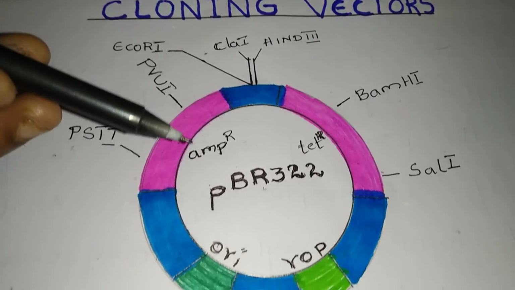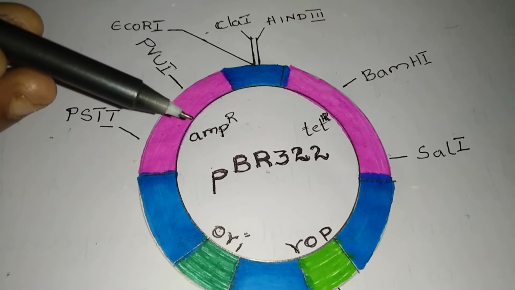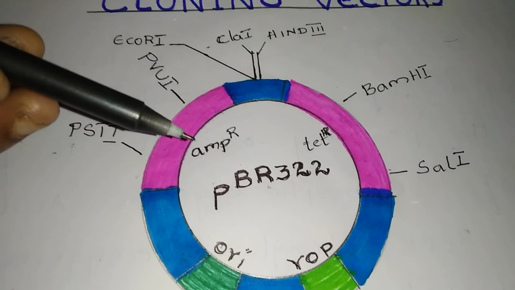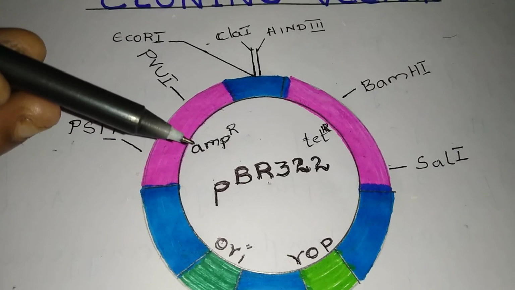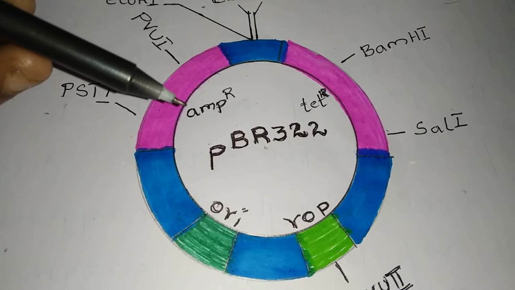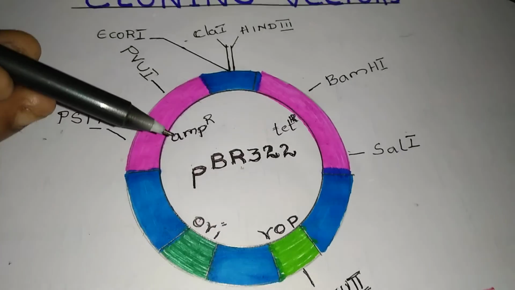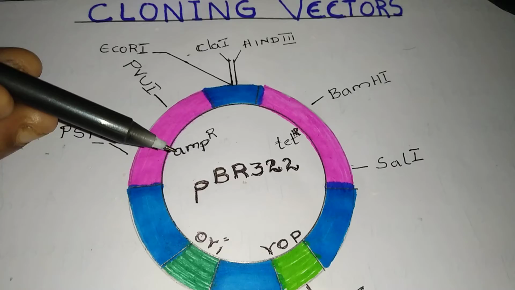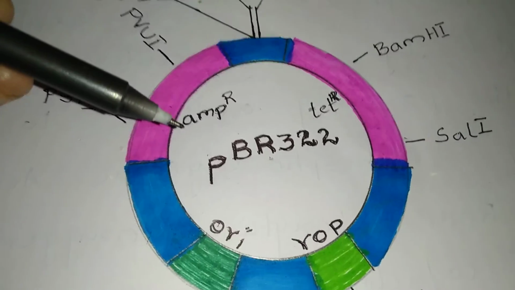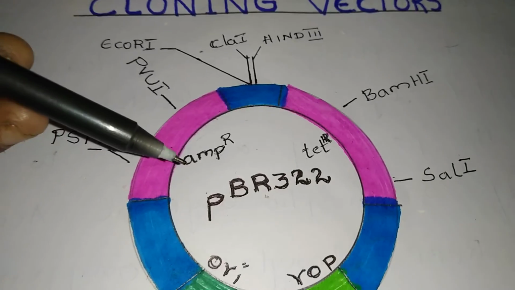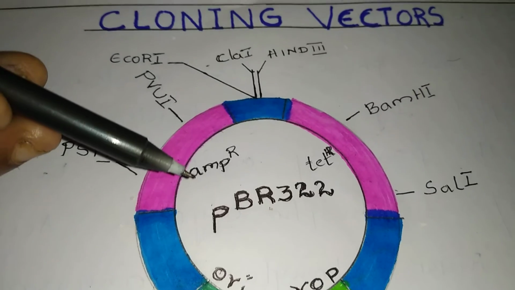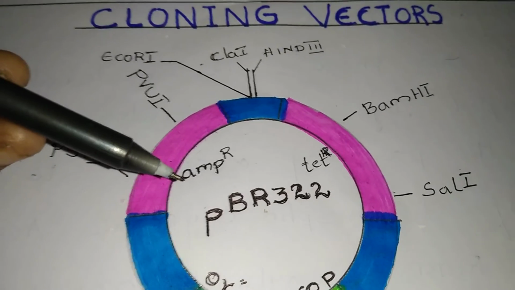This gene sequence is able to produce an enzyme called beta-galactosidase enzyme. This beta-galactosidase enzyme, in presence of a colorless chromogenic substance called X-gal, is able to cleave the lactose into glucose and galactose and produce the blue colored colonies.